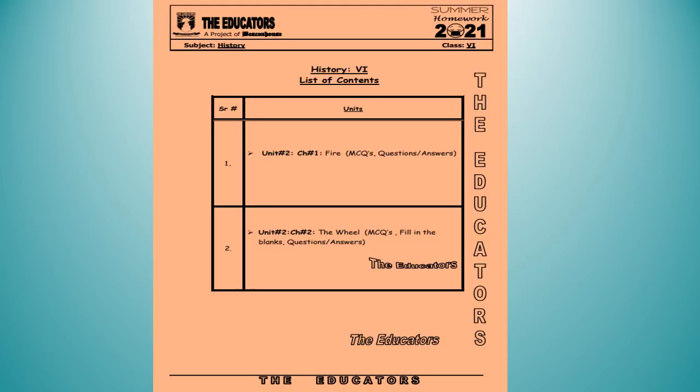Now, dear students, let's have a look at our history portion, and our history portion consists of 2 chapters, which are chapter number 1, fire, and chapter number 2, the wheel. In chapter number 1, fire, you have to solve MCQs and question answers. Everything has been taught and solved in your classrooms, dear students. In chapter number 2, the wheel, you have to solve MCQs, filling the blanks, and question answers. The MCQs and filling the blanks you can solve with the help of your worksheets. So I hope, dear students, that history portion of your summer pack is also now clear.